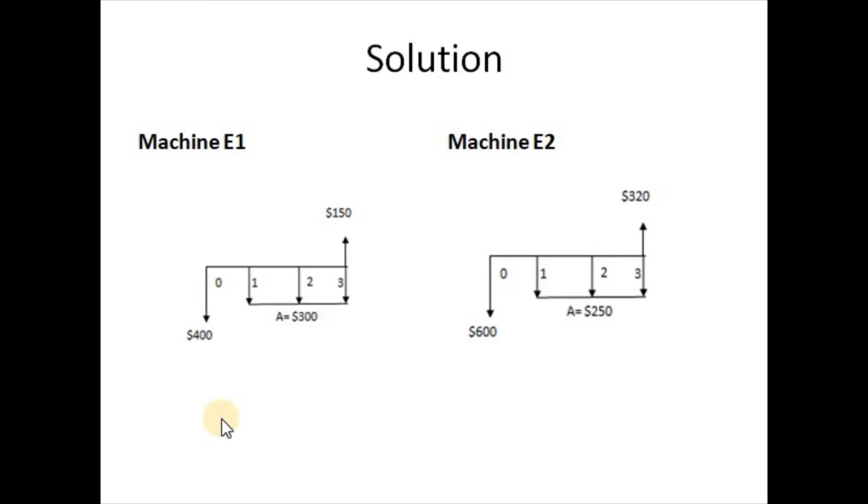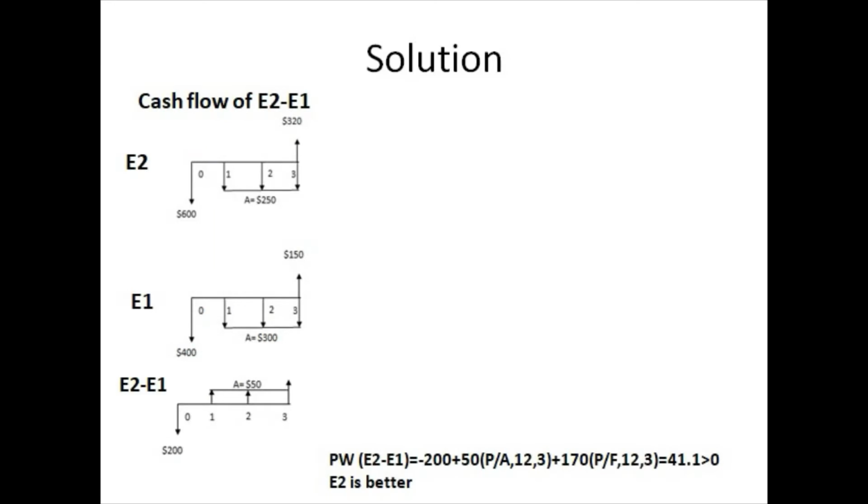So I begin by drawing the cash flow of both. Okay, so here in the solution, I will put the cash flow related to E2, E1, and I want to draw the cash flow related to E2 minus E1. I arrange them above each other, and I will begin. E2 minus E1, this means that I'm going to subtract: it is minus 600 minus minus 400, which gives the value of minus 200. And this is how I know that this is correct, because any new cash flow diagram should start with a downward arrow.